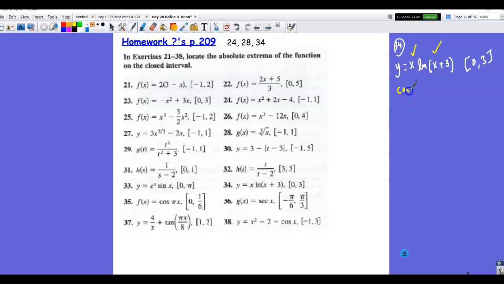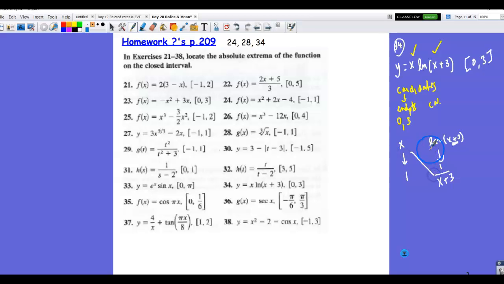I need to identify an absolute max and absolute min. I need to identify my candidates. I know that the endpoints are given, and the endpoints are 0 and 3, and I need to find any critical numbers, so I'm going to have to find the first derivative. It is a product, so I have x, and I have ln of x plus 3. The derivative of x is 1. The derivative of ln is u prime over u, so here's my u. So that's 1 over x plus 3.